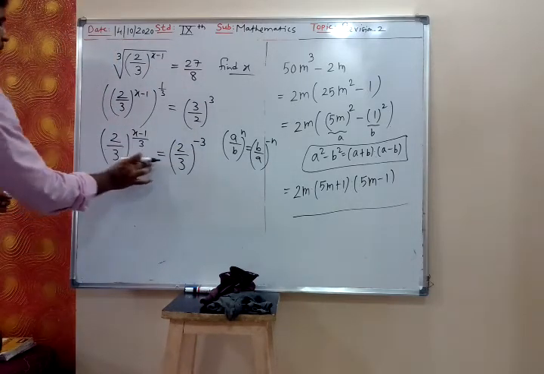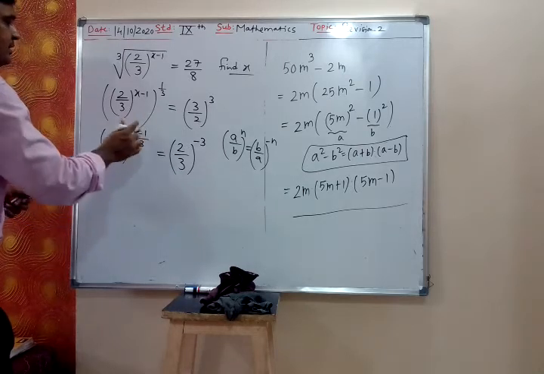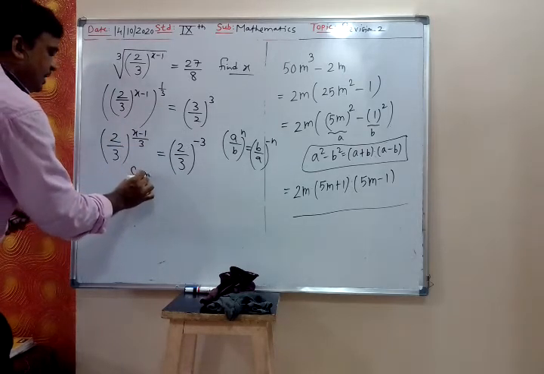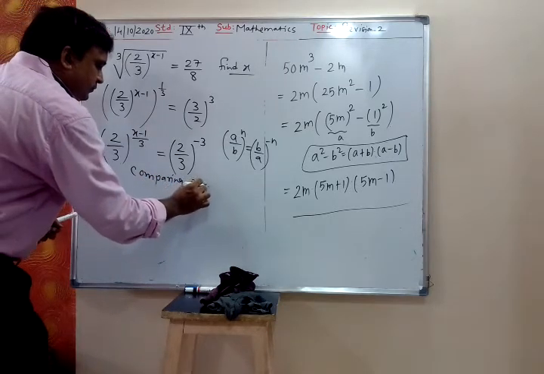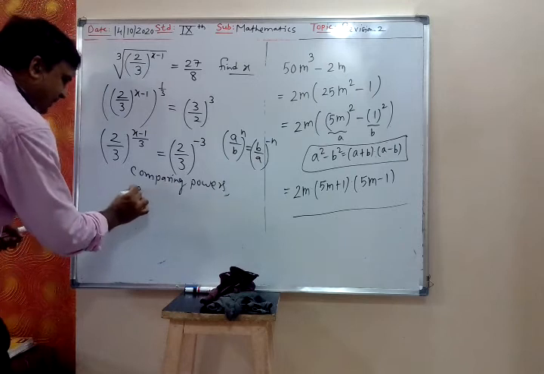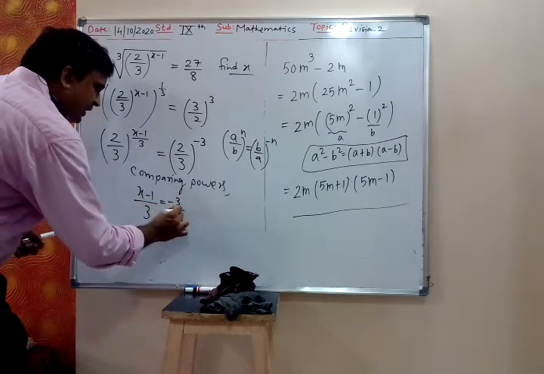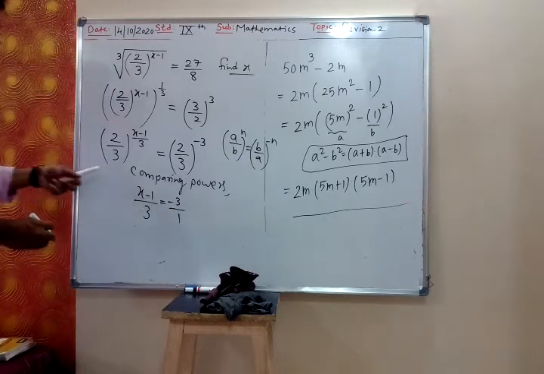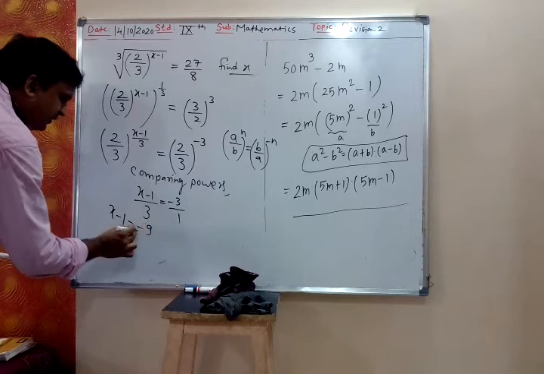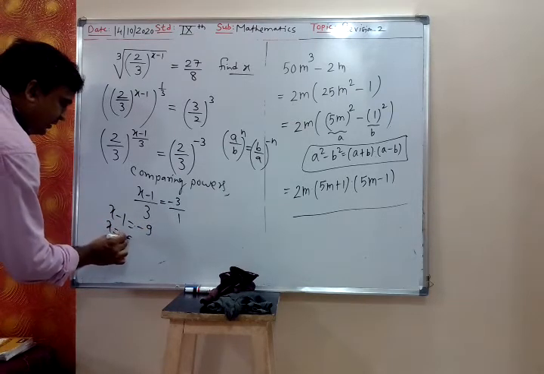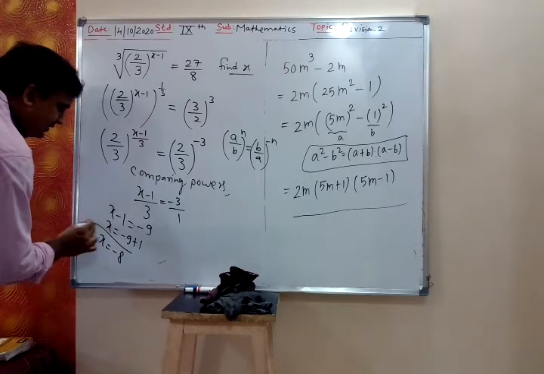Now the base is the same, 2/3. Whenever bases are the same, we compare the powers. So comparing powers, you will get (x minus 1)/3 is equal to -3. I can write -3 as -3/1. Now cross multiply, x minus 1 is equal to -9. So x is equal to -9 plus 1, which is -8, not +8, -8.